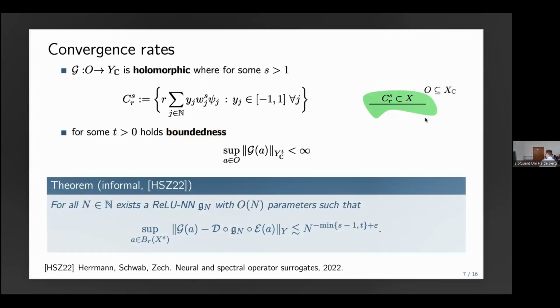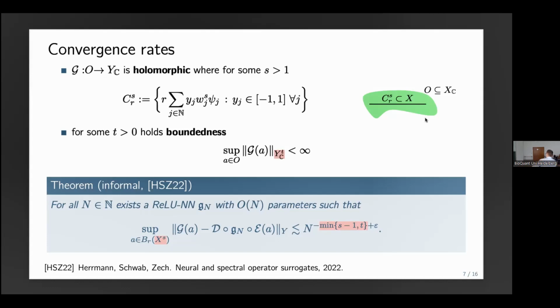And under these assumptions, we then have the following theorem. It tells us that for any n in N, there exists a neural network Gn such that my operator surrogate, consisting of the encoder composed with a network composed with a decoder, approximates this forward map G uniformly on a ball of radius r in the space XS. And I obtain some kind of algebraic convergence in terms of the number of network parameters. So the convergence rate here is the minimum of S-1 and t.